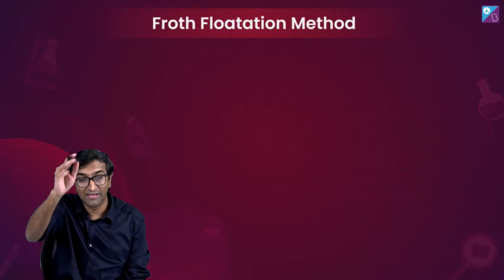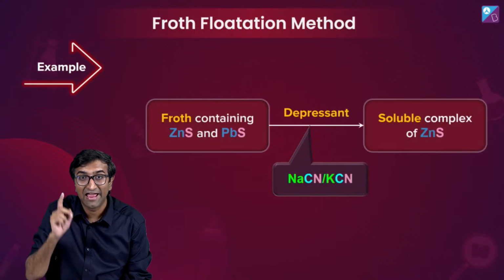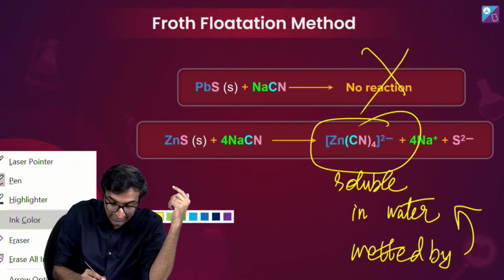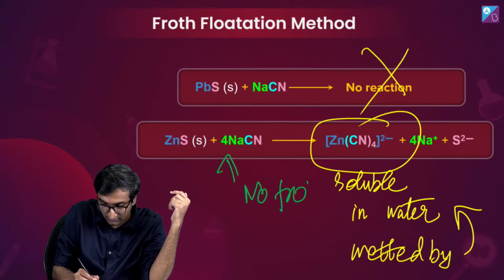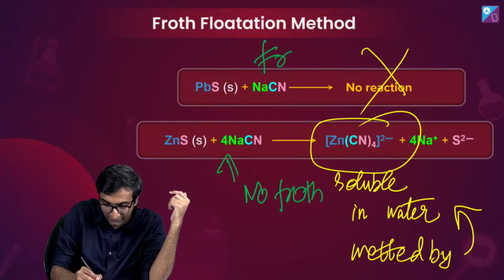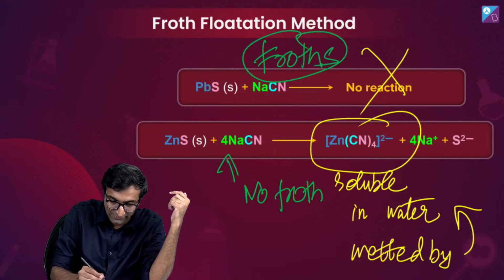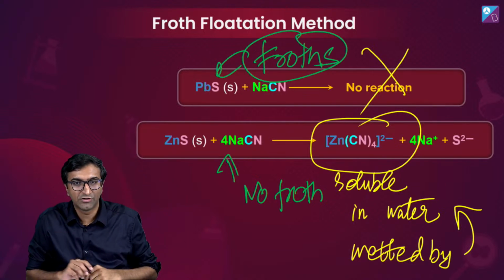कौन सा है? For example, I have ZnS and PbS, two famous ores, saying that this guy is the one with no froth, and this guy is the one that yes froths. This is the one that froths. ठीक है? Cool.